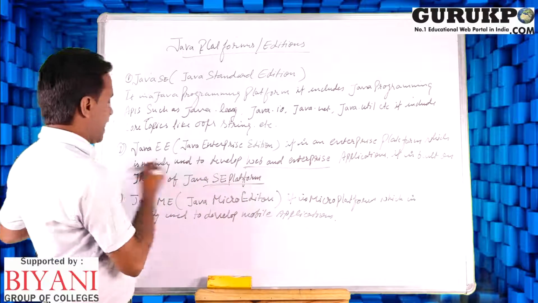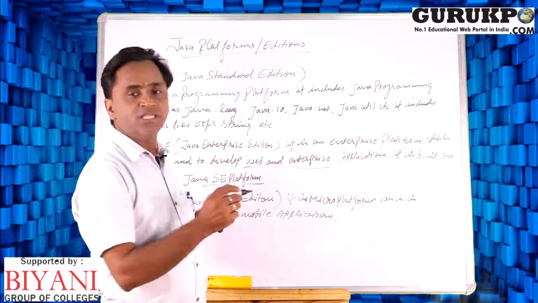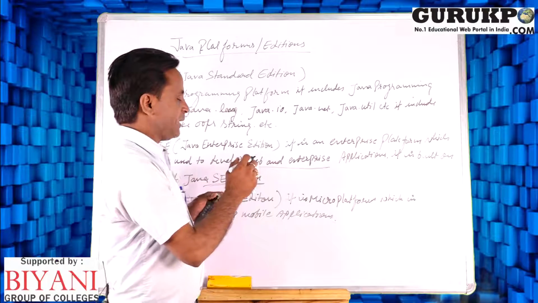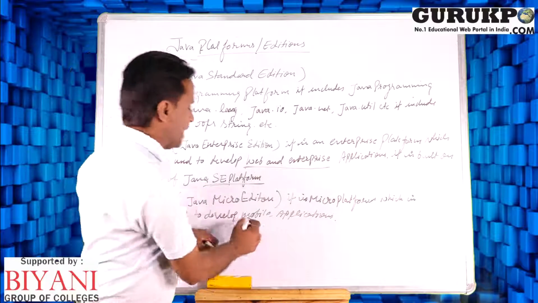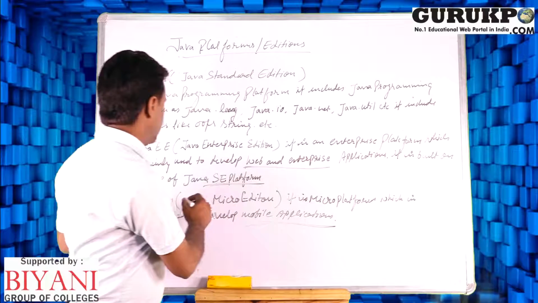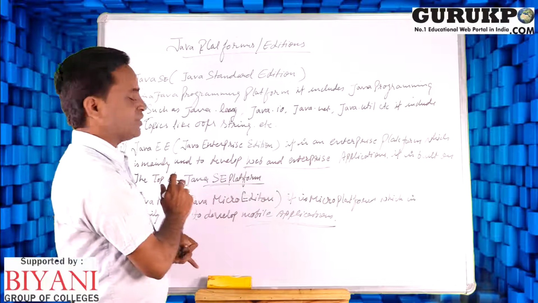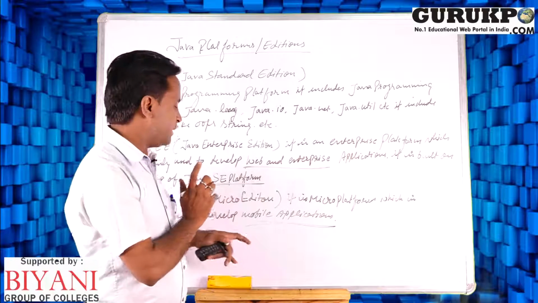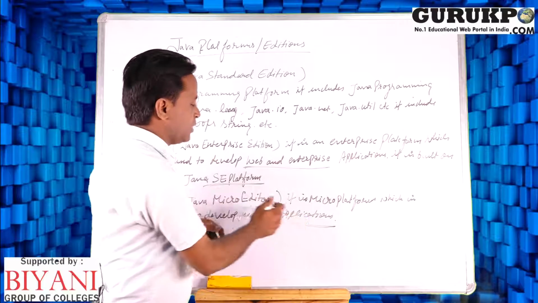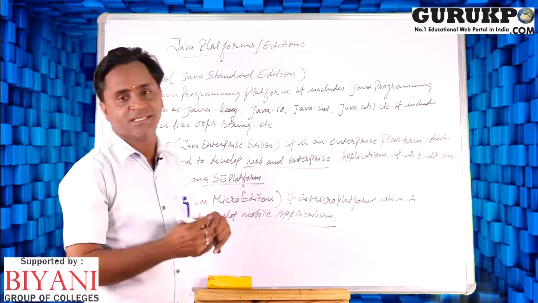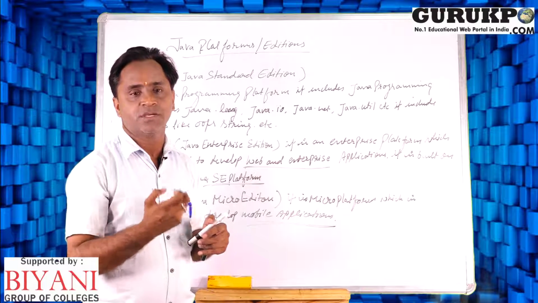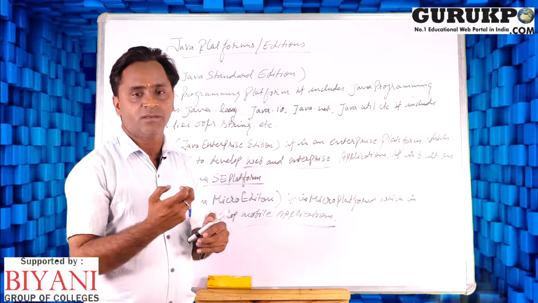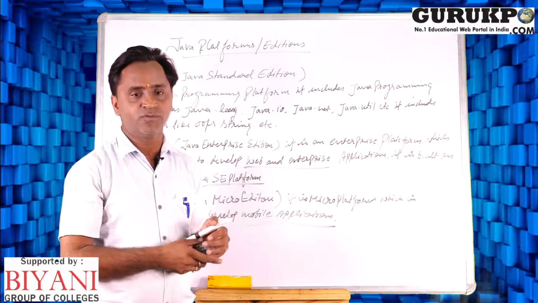Next one is Java ME, Java Micro Edition. Java Micro Edition is a micro platform which is mainly used to develop mobile applications. It is basically dependent on mobile applications developed for mobiles. We use it in mobiles for Java programs, applications, apps and these kinds of things.